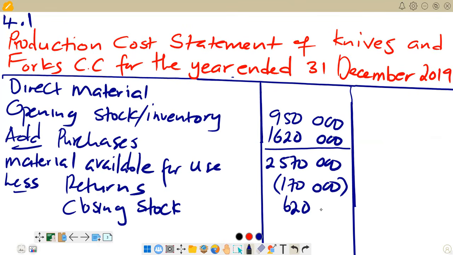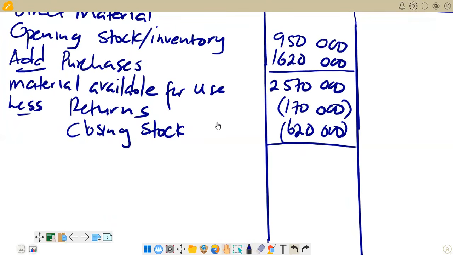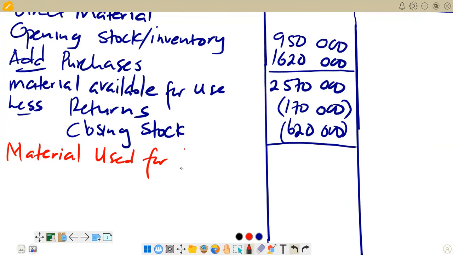We have 620,000, and we are subtracting again there. And then after subtracting there, the figure that we are supposed to get there is the figure for materials used for the year now. This is the figure that we are trying to find by calculating there. We now find the figure for material used for the year.